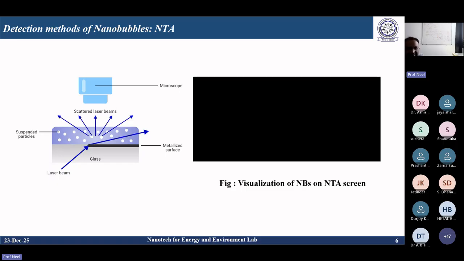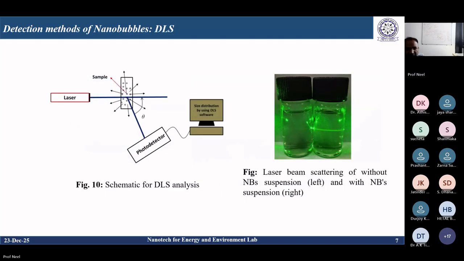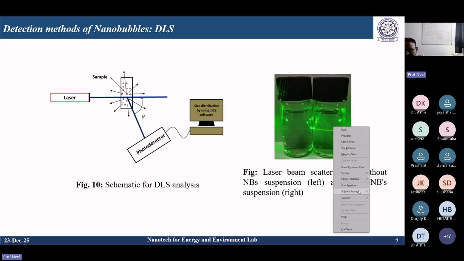And one can detect the bubble by the NTA method. One can also characterize the surface charge of the bubble by a dynamic light scattering method. And of course, if you pass a laser light, one can clearly see the scattering of light.